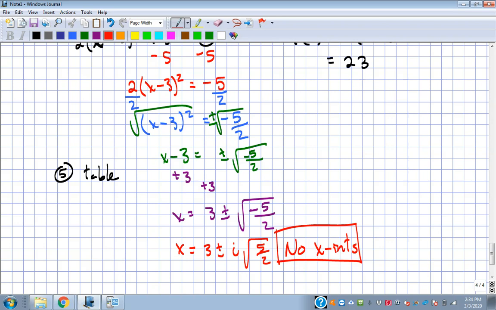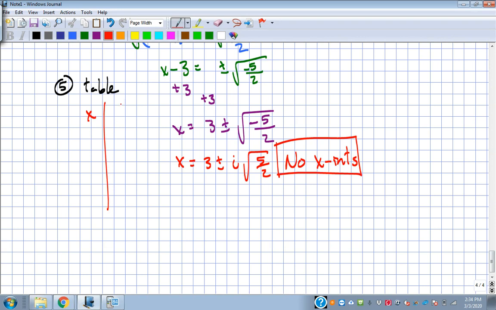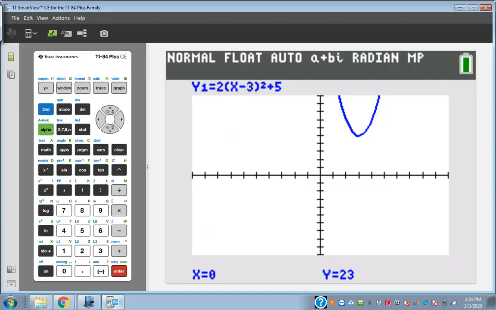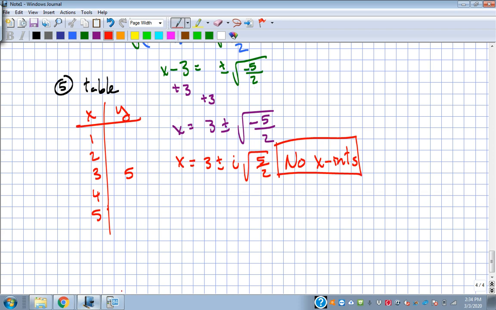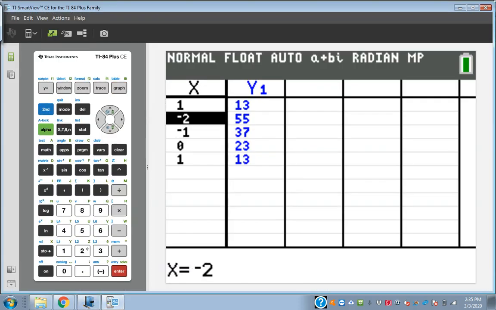We found the y-intercept. Now let's make our table. What goes in the center of our table? Vertex, which is 3, 5. So I'm going to go 2, 1, 4, 5. And I'm just going to plug in those with my table on the calculator. Second graph. 1, 2, 3, 4, 5. The values are 13, 7, 5, 7, 13.